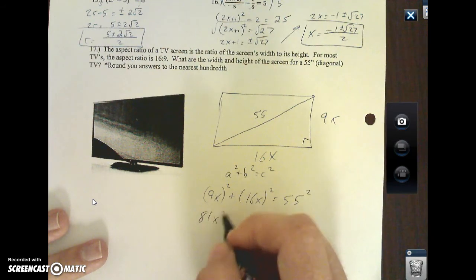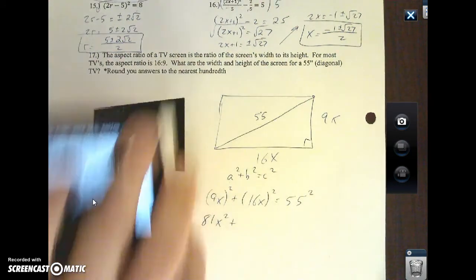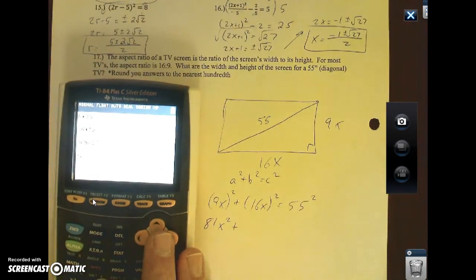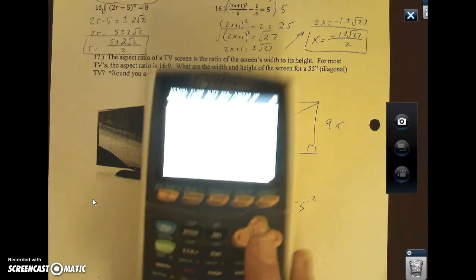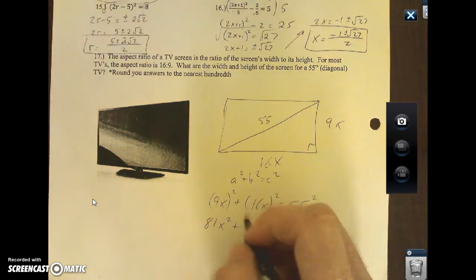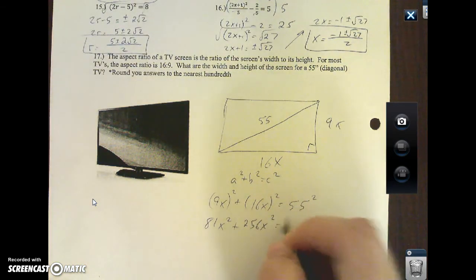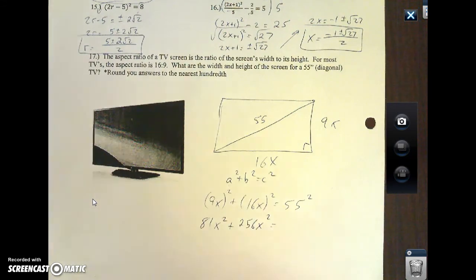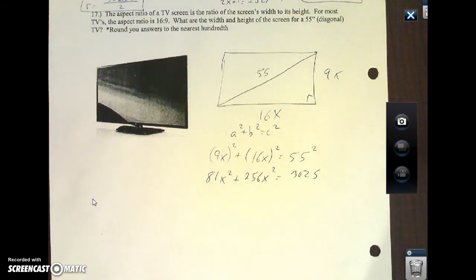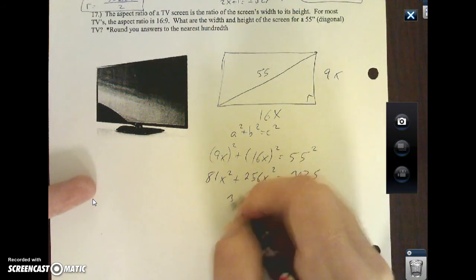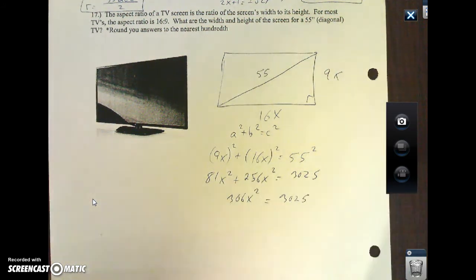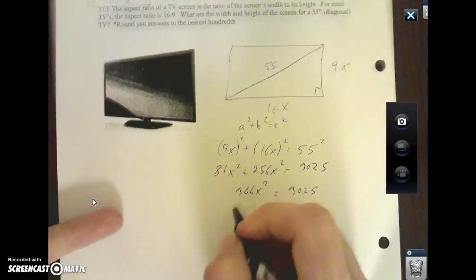So I have 81x squared plus 16 squared, 256 x squared. Ooh, I know it's really hard to see that. I'm just going to do this off to the side here, guys. Sorry. 55 squared gives you 3,025. All right, 81 plus 256, 306... 337 x squared. Okay. Divide both sides by 306.